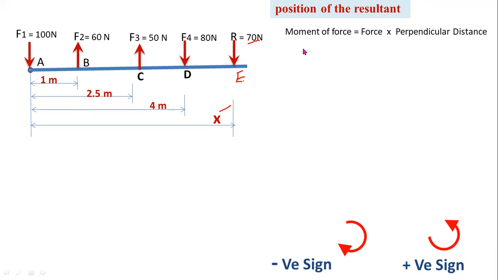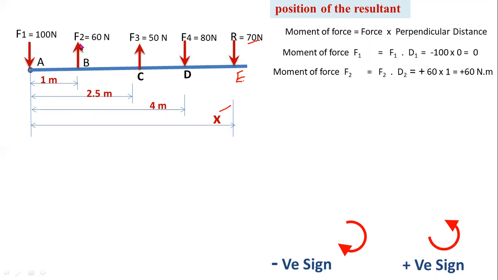So you have to find the moments of all these forces. Moment of force F1 equals force times distance. Here this force acts at point A. That means here I want to find the moment of the force about point A. So this force lies on point A, so there is no perpendicular distance. So the distance is 0.